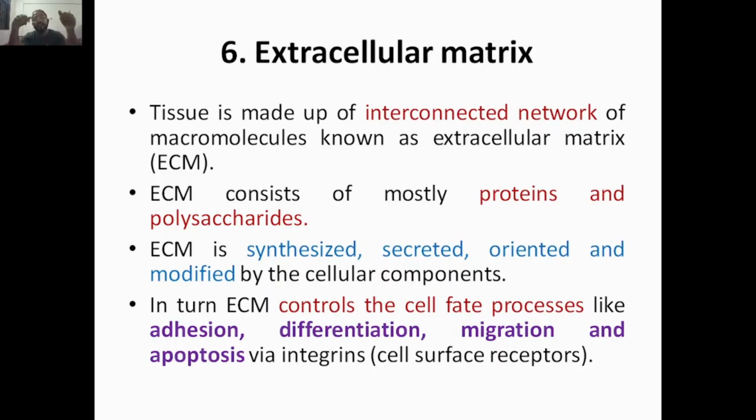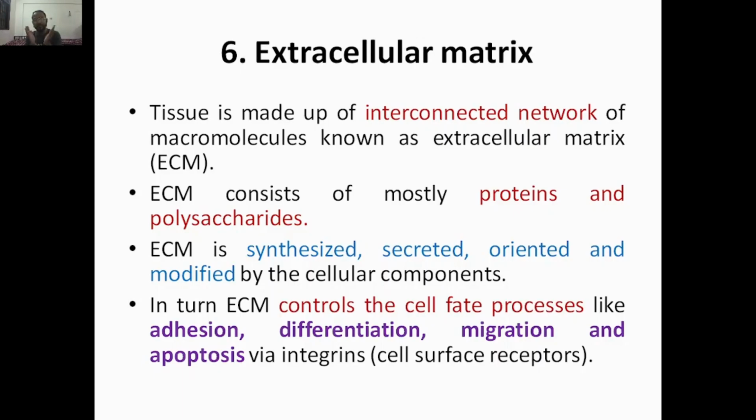In turn, ECM, the extracellular matrix, controls cell fate processes like adhesion, differentiation, migration, and apoptosis via integrins. Integrins, as all of you know, are cell surface receptors, a kind of protein. So ECM can also control a few factors. For example, in tissue engineering, the cell has to come and attach to this particular ECM. That is called adhesion.